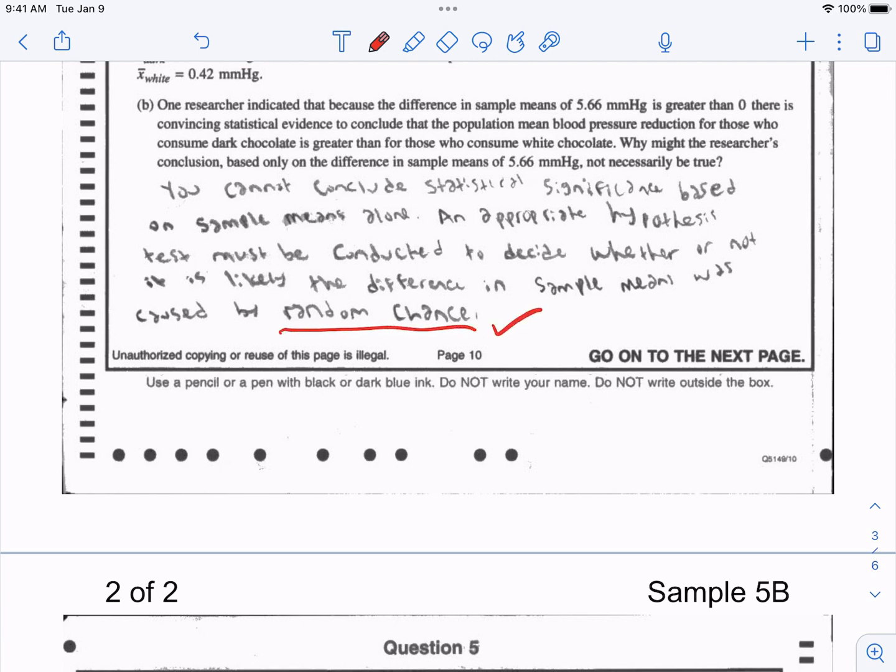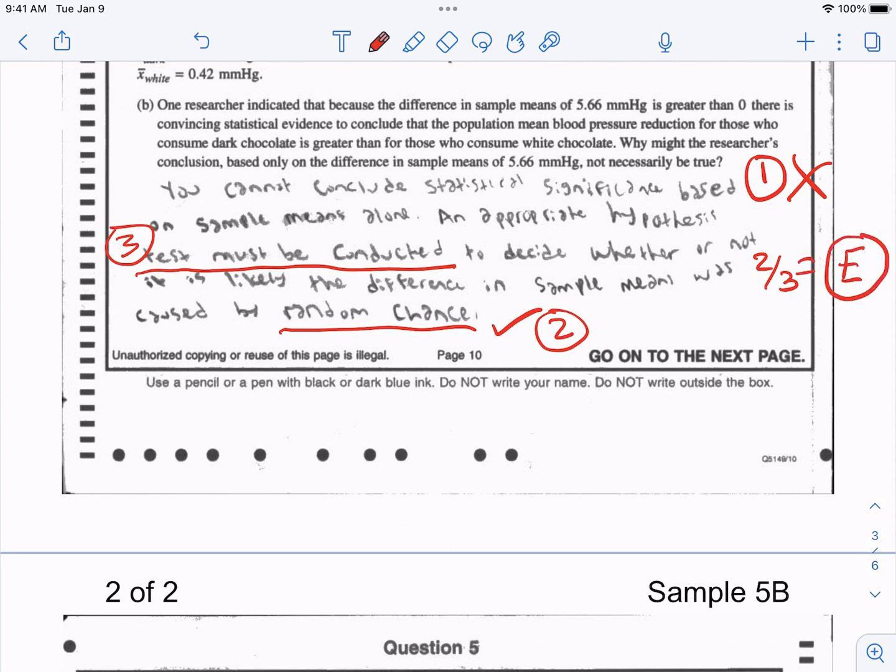And they did say that a test must be conducted. So basically they got the 0.3 that we were looking for, and they got the 0.2 that we were looking for. But the 0.1, where there was some description of the variability from one sample mean to another sample mean, that piece was not there at all. However, they still got 2 out of the 3 parts. And if you remember that little caveat, 2 out of 3 parts on part B still earned an E.